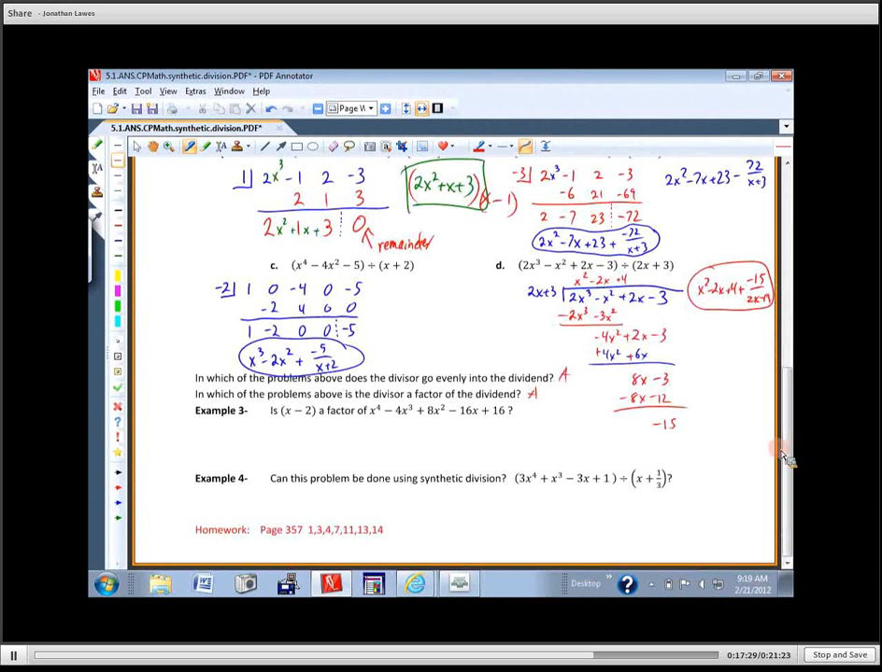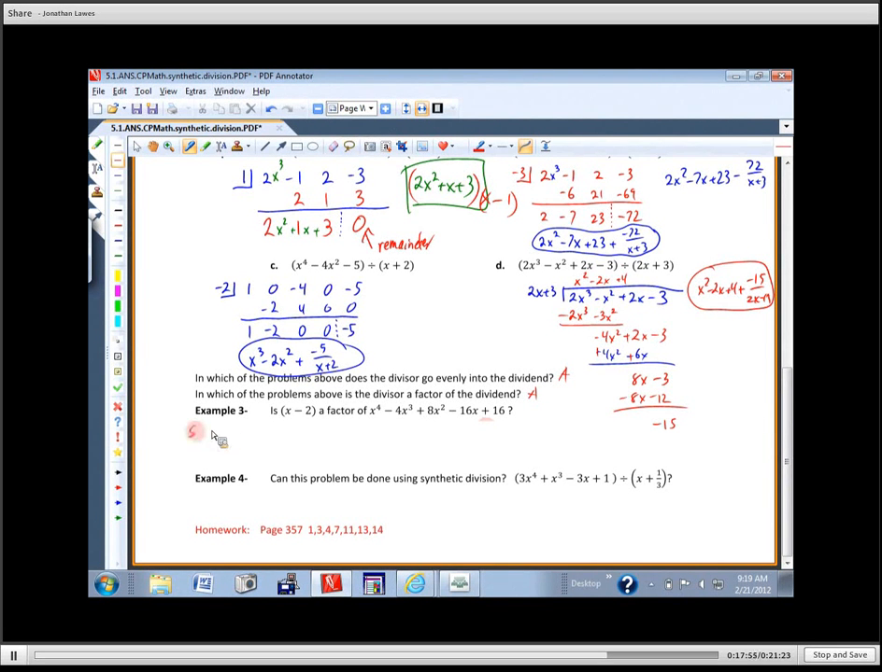So if the remainder is 0, we really like that. And in fact, synthetic division is a really quick way to see if the remainder is 0. So the question here is a little bit different. This doesn't say do synthetic division. This says, is x minus 2 a factor of that guy right there? It's a big, long, ugly polynomial. How could we check and see if it's a factor?